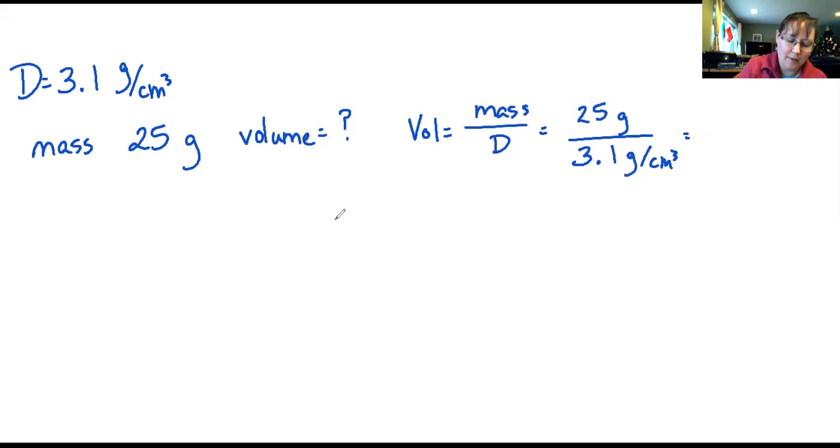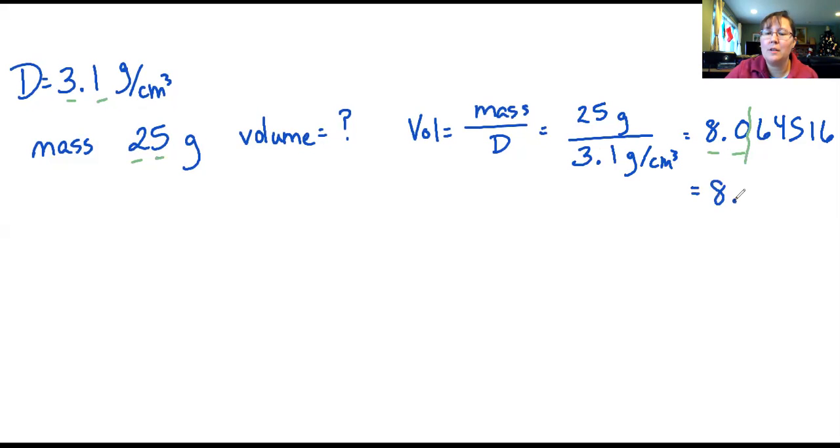So we have 25 divided by 3.1, and this gives us 8.064516. Now, though, we can only have 2 significant figures. See how we have 2 here and 2 here? But now there's a 6 there, and that means that we have to round that up. So our final answer is going to be 8.1 centimeters cubed.